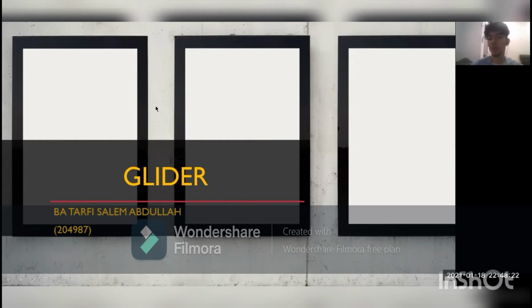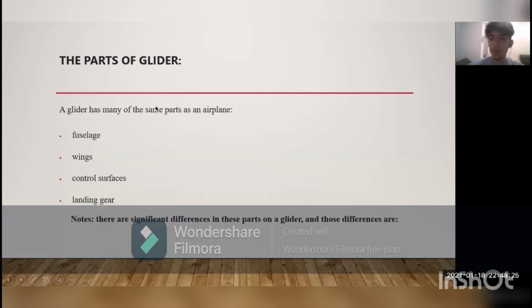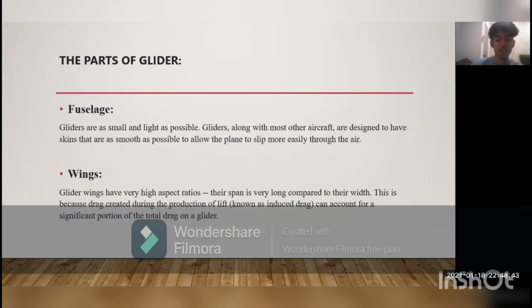For today's presentation, I'm going to present about the glider and the parts of the glider. A glider has many of the same parts as an airplane, and those parts of the glider are the fuselage, wings, control surfaces, and landing gear. The first part of the glider is the fuselage.